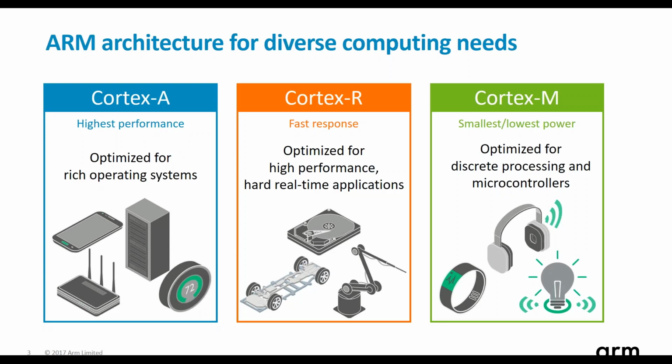Last but not least, we have Cortex-M processors. Cortex-M processors are the smallest and the lowest power of the three, and they are optimized for microcontrollers. So if you have a microcontroller, normally you have a Cortex-M processor in it. We can find these kinds of devices in IoT, for example, in armbands and watches, or intelligent light bulbs and small devices like that.